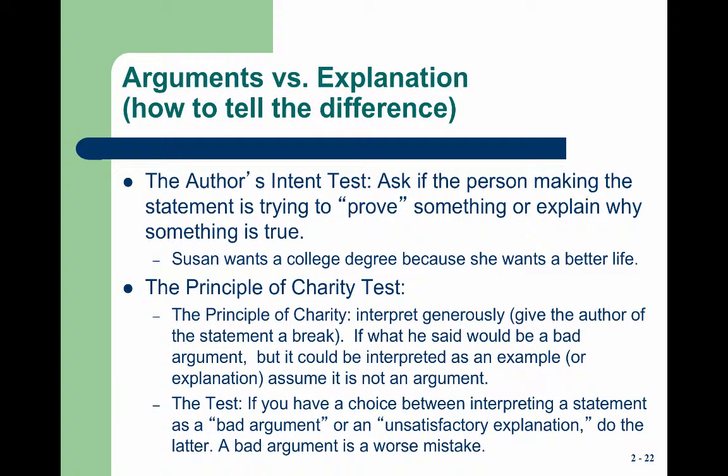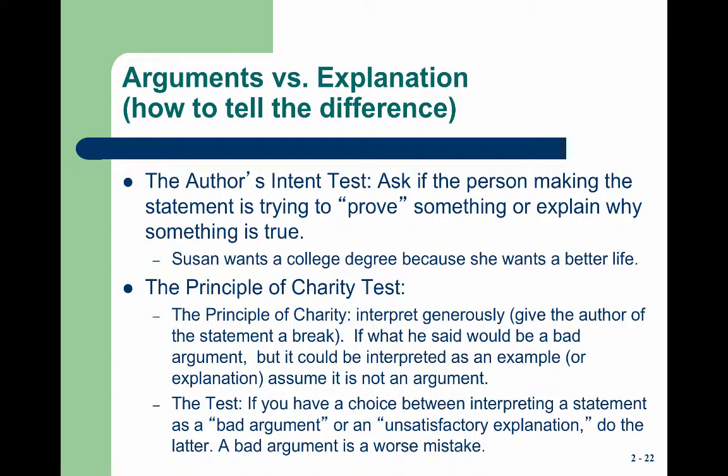Another test is the author's intent test. Simply look at the statement the person is saying and ask yourself, are they trying to prove something or are they just trying to explain something to make it more understandable? In this example, Susan wants a college degree because she wants a better life. The person's not trying to prove that Susan wants a college degree. The person is explaining why Susan wants a college degree.